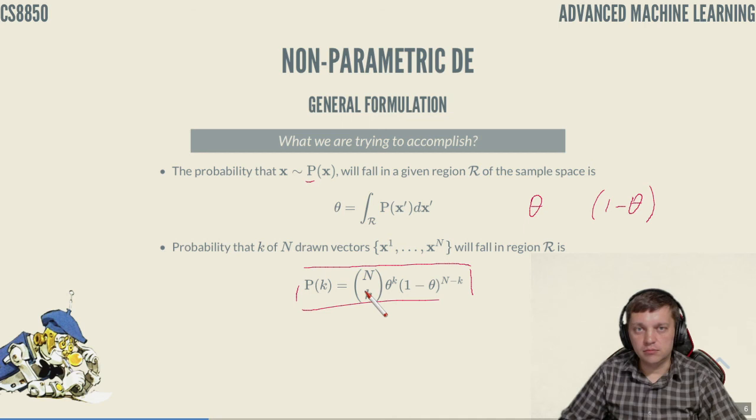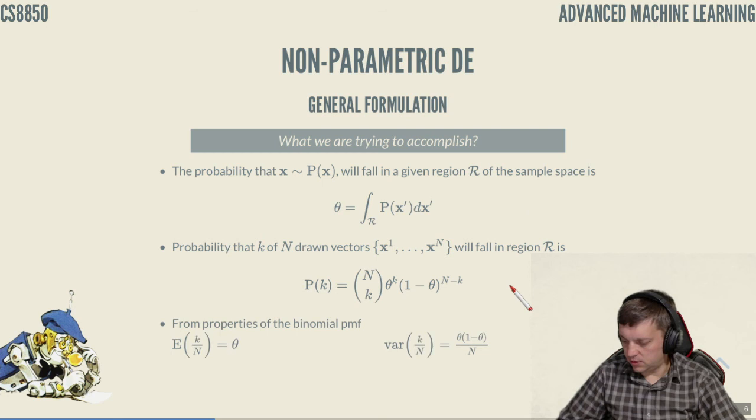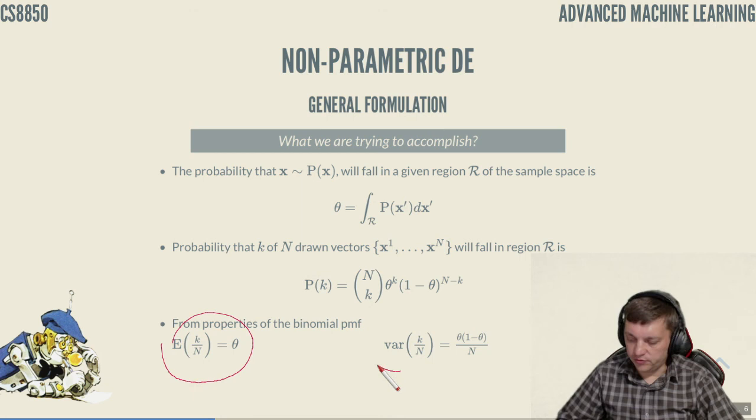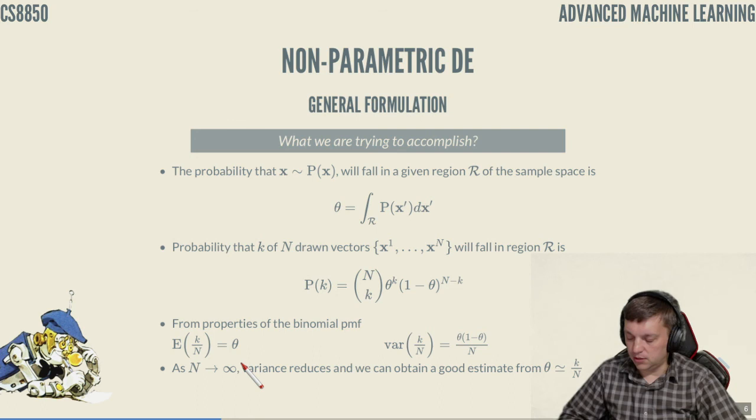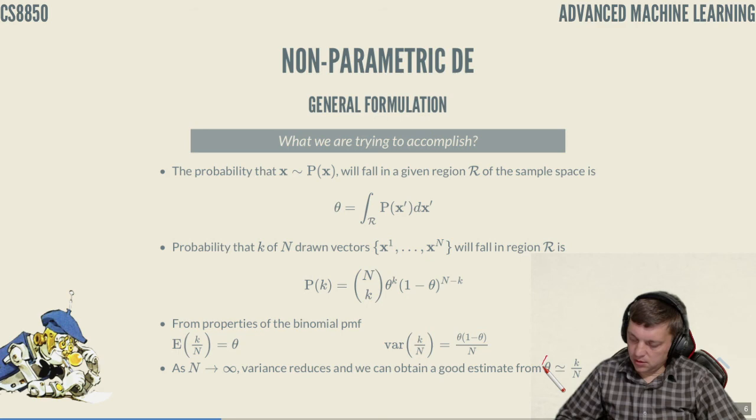It covers all of the possible sequences of k samples falling within that region in the Bernoulli distribution. So from the properties of this binomial probability mass function, we know that the mean of k over n is theta, and the variance of k over n depends on n. From this, you can see that as n grows to infinity, the mean stays the same but the variance reduces, and we can obtain a good estimate of theta as k over n as n goes to infinity.